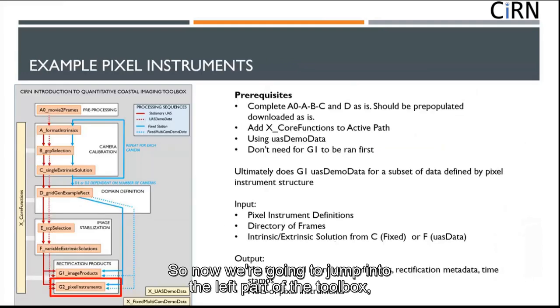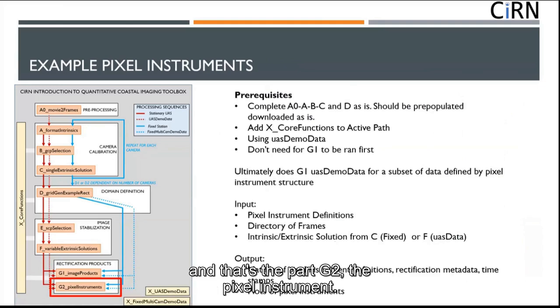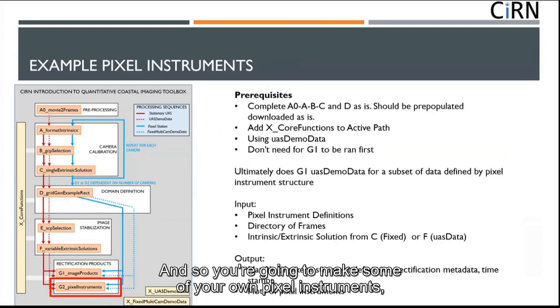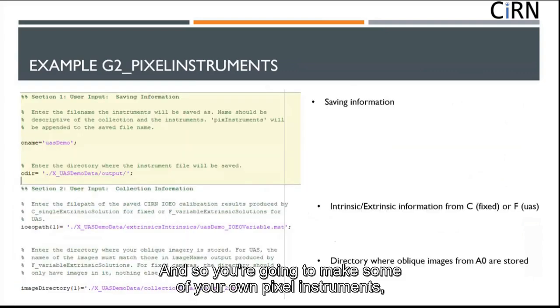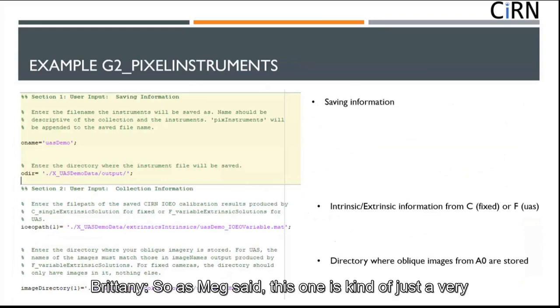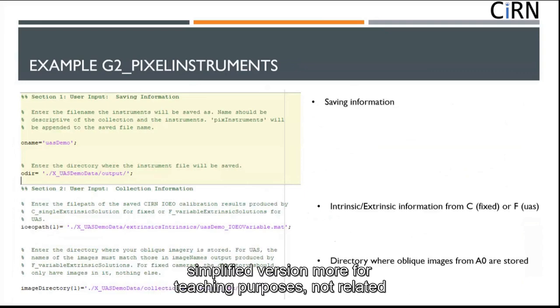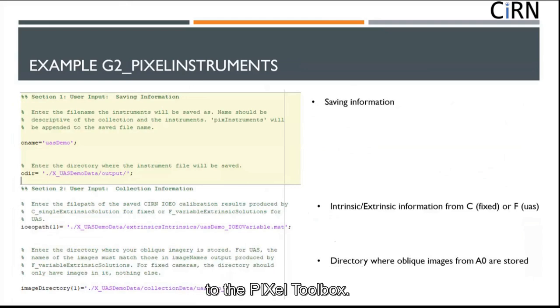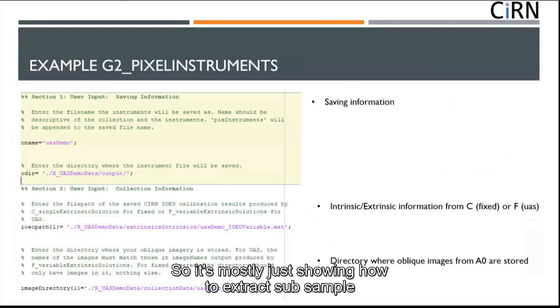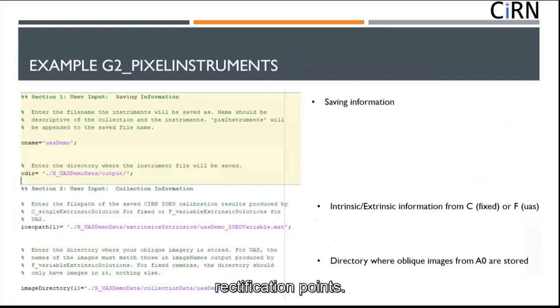So now we're going to jump into the last part of the toolbox, and that's the part G2, the pixel instruments. And so you're going to make some of your own pixel instruments. Yeah. So as Meg said, this one is a very simplified version, more for teaching purposes, not related to the pixel toolbox. It's mostly just showing how to extract subsample rectification points.